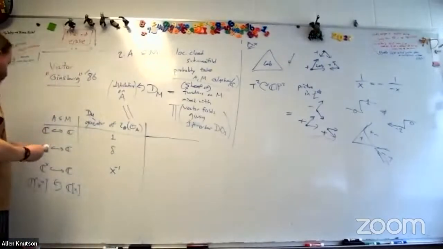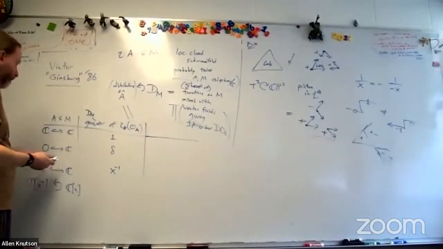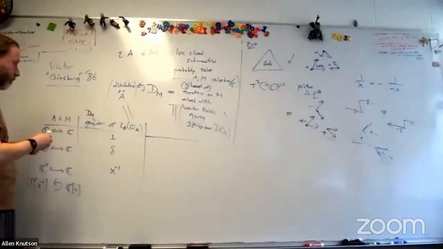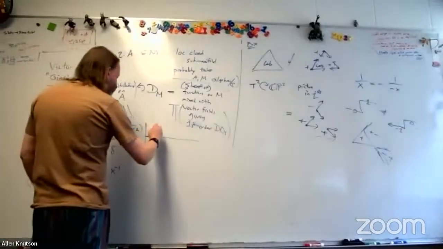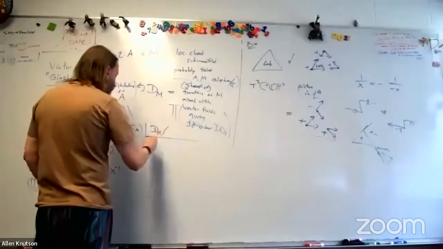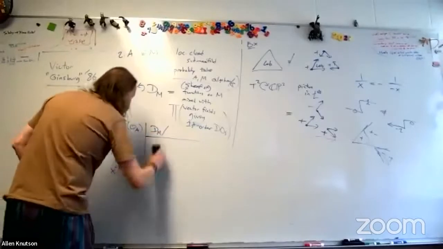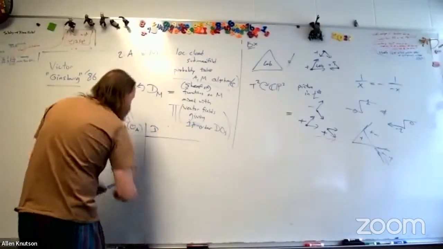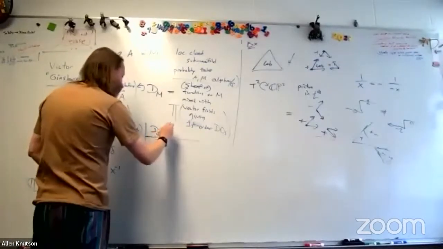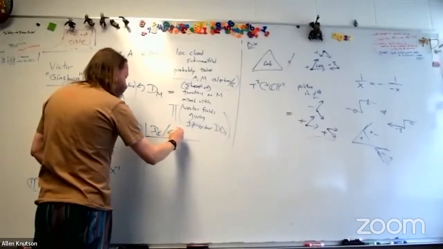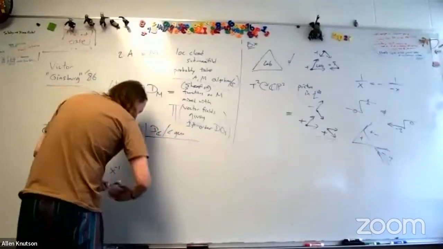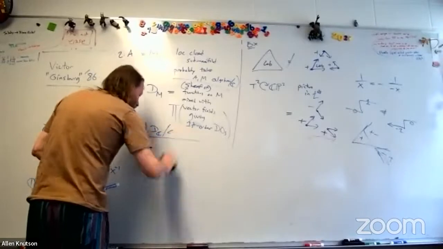So each of these is some generator for my D module, which means that my D module looks like DM, in this case DC, and a C, modulo some annihilator.